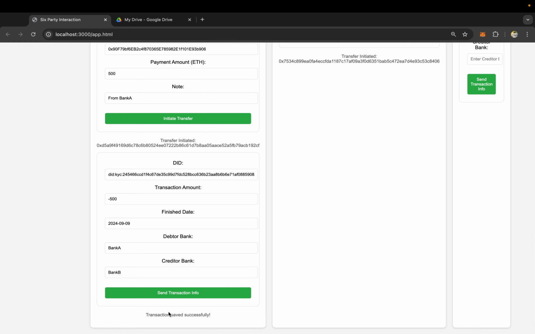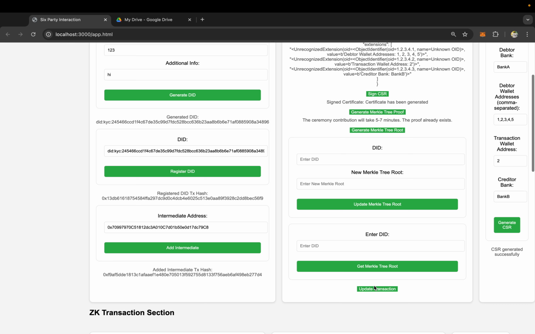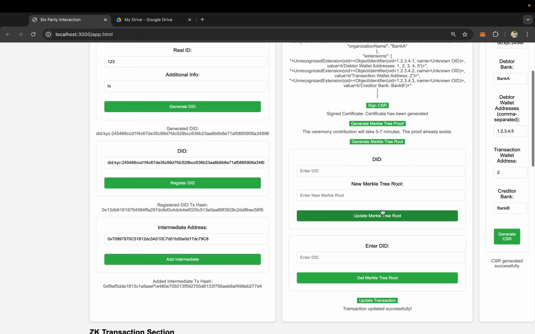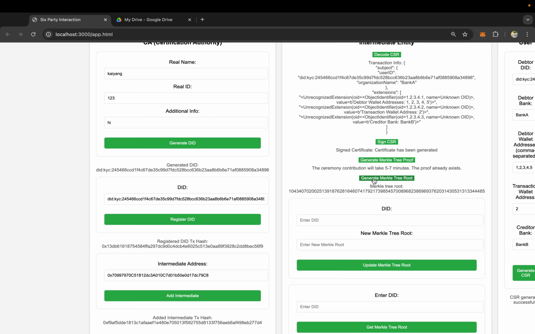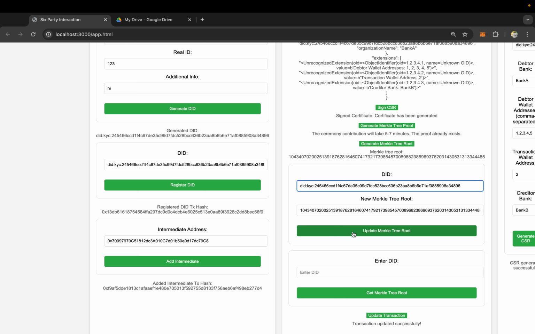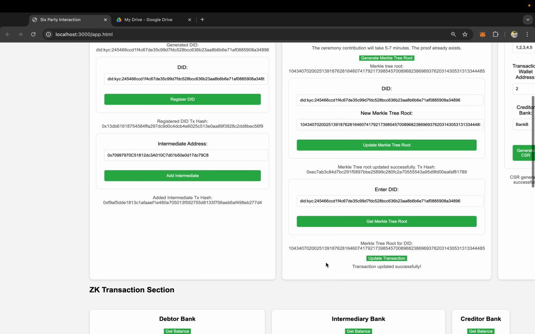Transaction saved successfully, and the intermediate entity should update the transaction history. Update successful. Now we should generate a new Merkle tree root for this DID, and we got the Merkle tree root. So we update the Merkle tree root on the blockchain for that DID. We finished the update, and we should check.